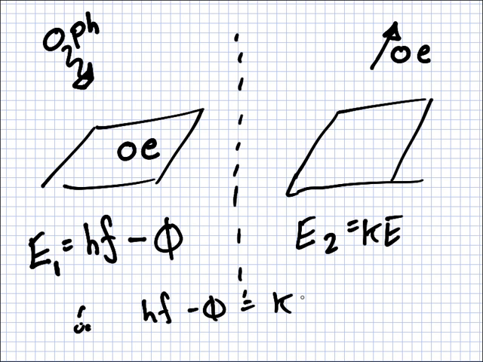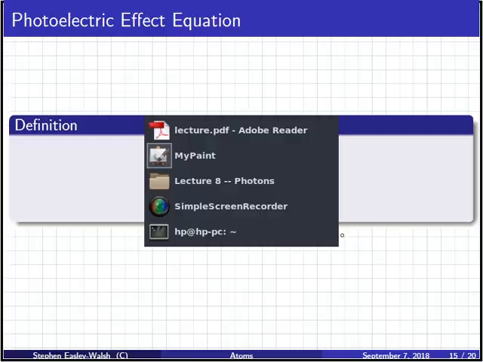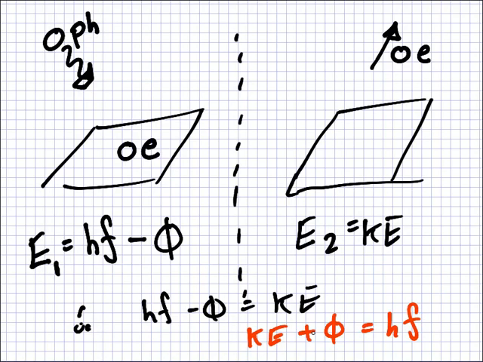We normally write this formula as KE plus the work function equals HF. But we don't usually write it like that. We usually write it like this: HF equals KE plus the work function. So I would prefer you to actually write this down. It looks a bit better. I think the picture too is good.